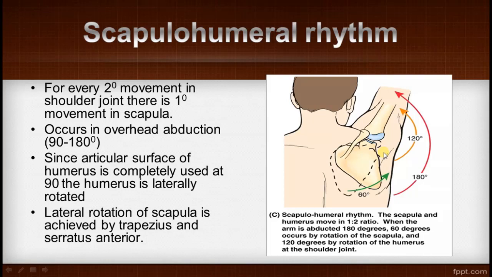Otherwise, there would be only inferior dislocation. So this is called the scapulohumeral rhythm. That is, for a complete 120 degrees of abduction, 60 degrees is by the scapular rotation. So for every 2 degrees of humeral movement, there is 1 degree of scapular rotation. That is called the scapulohumeral rhythm. That explanation is also given here. In a 1:2 ratio, the scapulohumeral rhythm takes place.